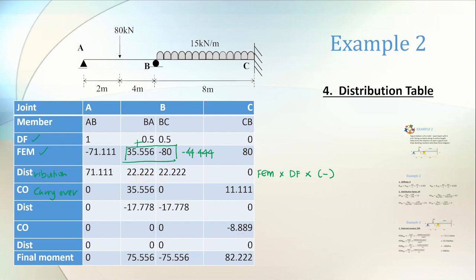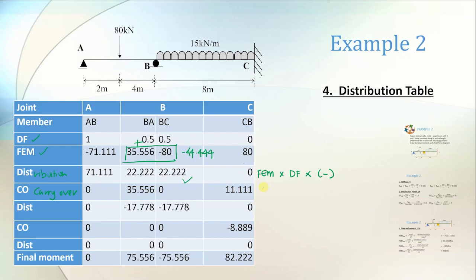22.222. And same goes with BC. Since value the DF sama, which is 0.5 juga, so that's why value of distribution here pun sama. For distribution of CB, 80 you darab dengan the DF, which is 0, and times with negative, so it becomes 0. Okay, we are done with FEM. Then we move to carryover.